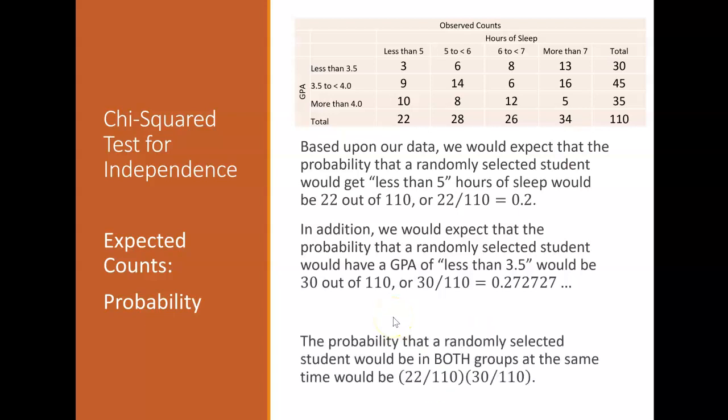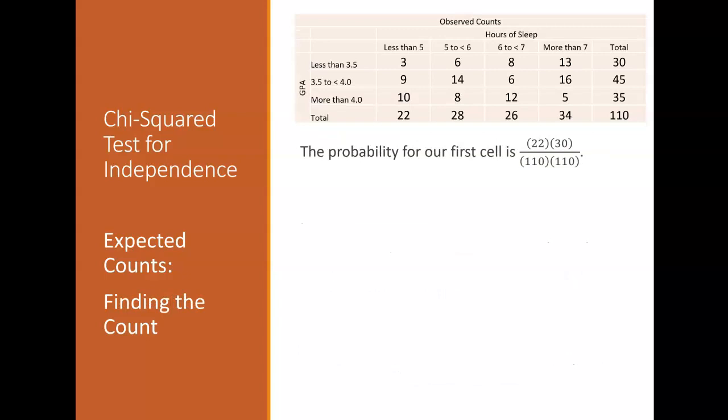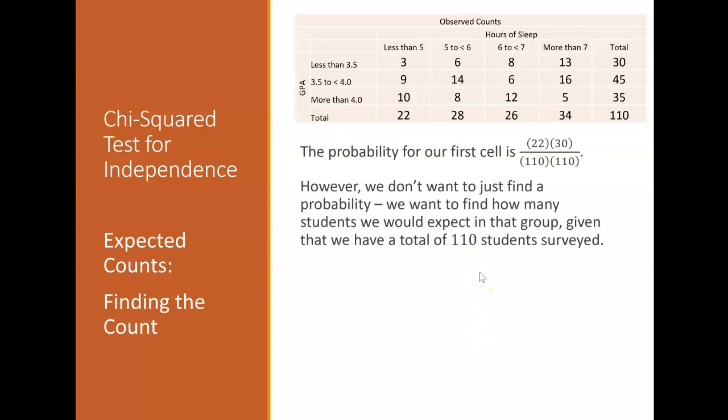So the probability that we would select a student that has both of those two attributes would be the product of those two probabilities. So again, it's column total divided by overall total times row total divided by overall total. But we don't want just the probability, right? We want the actual expected count.